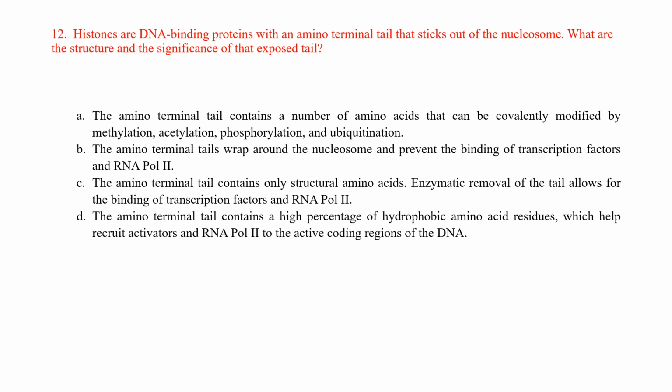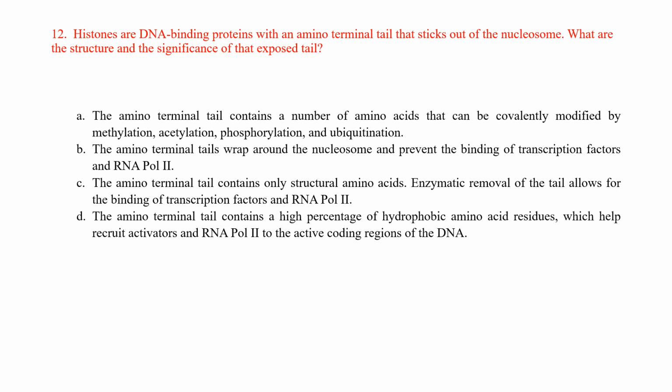Letter A, the amino terminal tail contains a number of amino acids that can be covalently modified by methylation, acetylation, phosphorylation, and ubiquitination. Letter B, the amino terminal tails wrap around the nucleosome and prevent the binding of transcription factors and RNA polymerase II. Letter C, the amino terminal tail contains only structural amino acids. Enzymatic removal of the tail allows for the binding of transcription factors and RNA polymerase II.